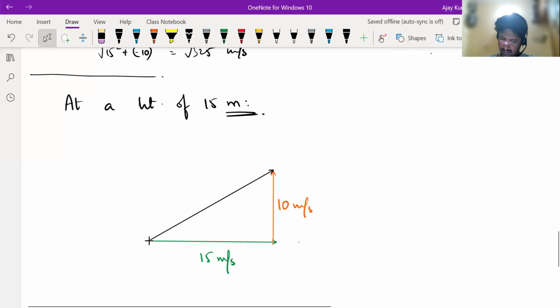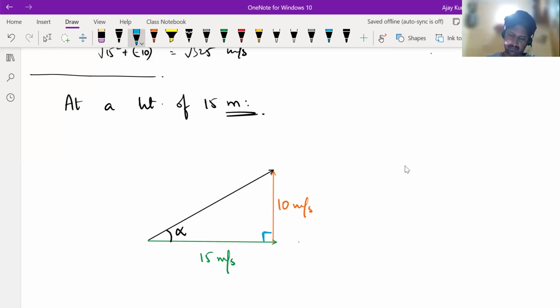Now what you are asked to find out is the angle it makes with the ground at that instant. This angle alpha is what we want. And I told you this idea before also. The two components of the vector and the vector itself. This is the velocity vector. This is its x component. And this side is its y component. The two components of the vector and the vector itself always form a right angle triangle. So you can use trigonometry to find out alpha.